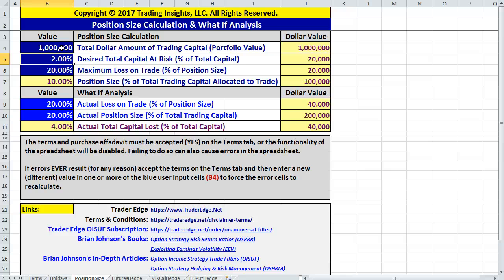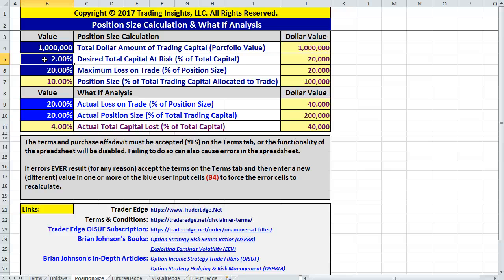The value of cell B4 is 1,000,000. That represents a hypothetical total dollar amount of trading capital, or the value of our portfolio. The next cell, which is B5, is the total dollar capital at risk, or total percentage of capital at risk. In this case, it's 2%. What that means is that if we were to lose the maximum planned dollar amount on the trade, we would only lose 2% of our total capital.